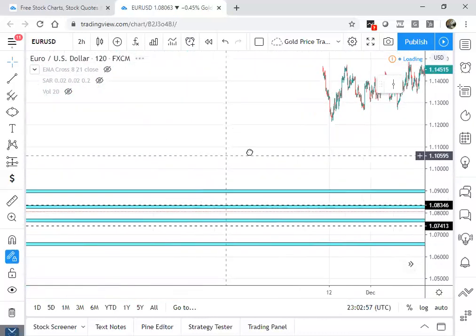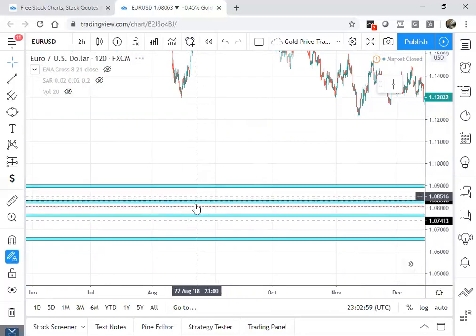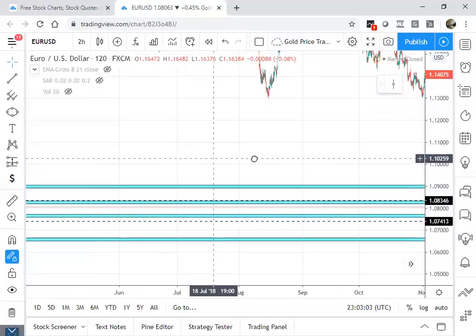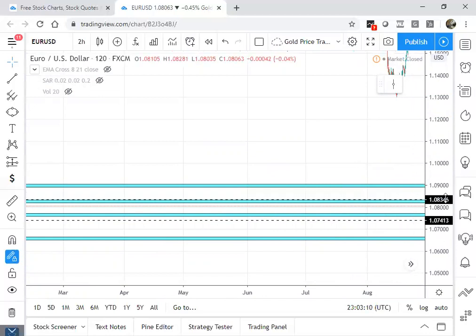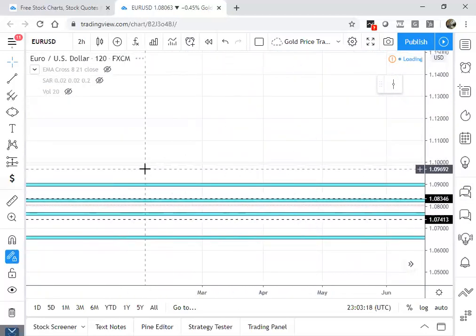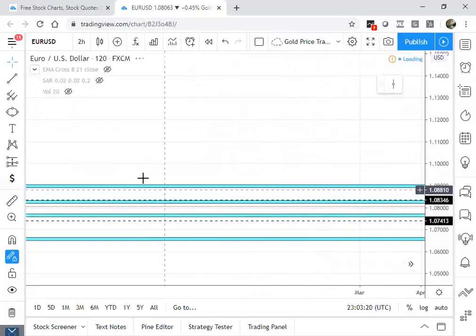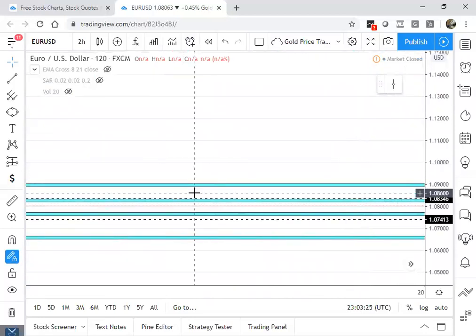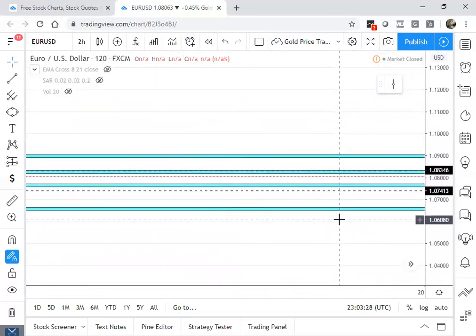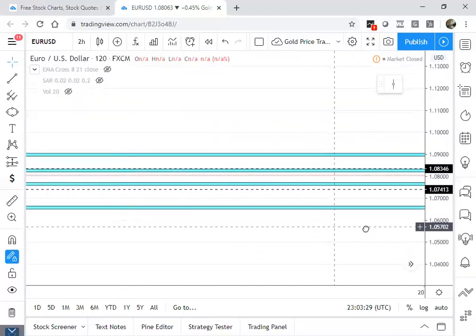Now some educators just show the two zones, to keep it simpler. I like to draw one zone above and below as well because it could show me potential take profit levels, right? And when I secure partial profit, which I'm going to show you, and I want to know when to close off the trade, I could use the next zones as a guide as well.